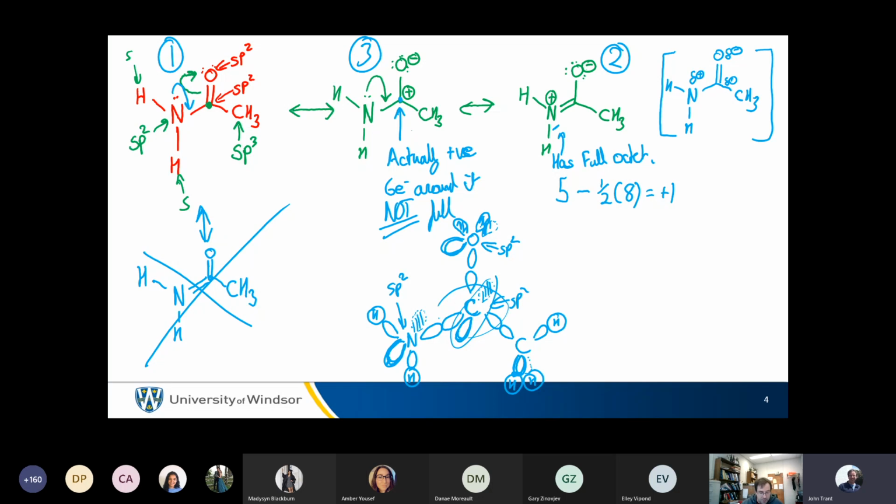Why is nitrogen sp2? Shouldn't it be sp3? Nitrogen needs to be able to make a p orbital with carbon over here. So that's why we have a p orbital here.